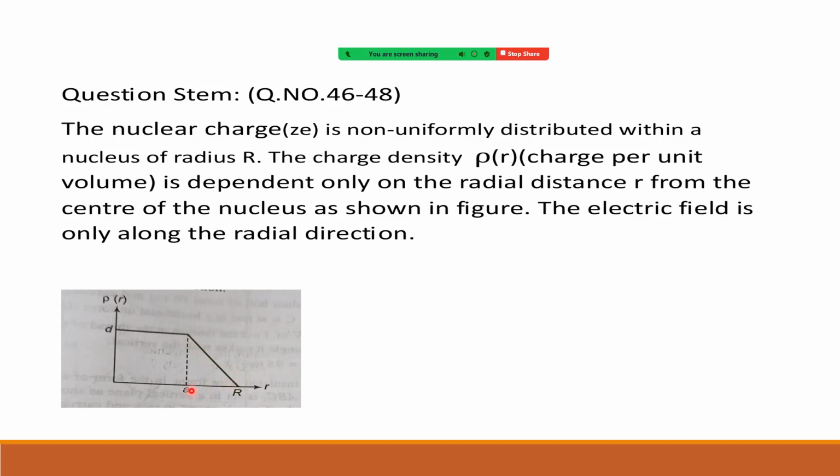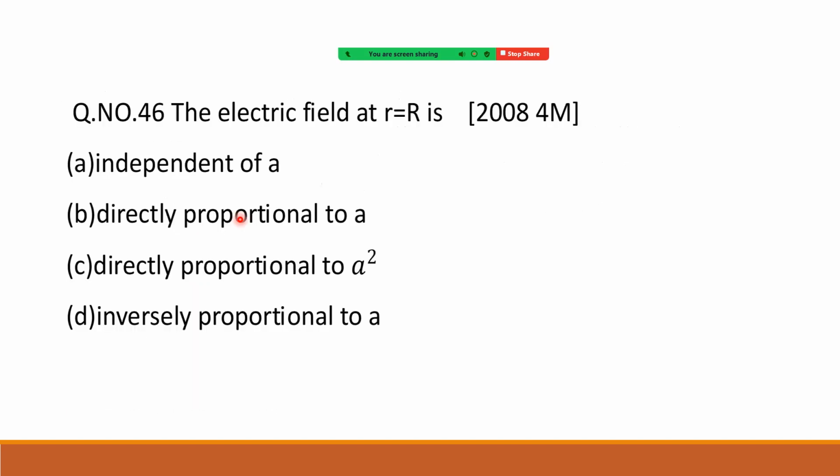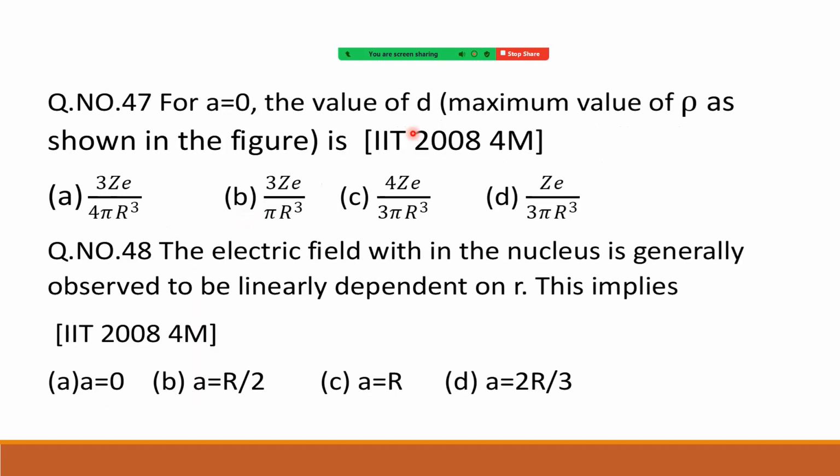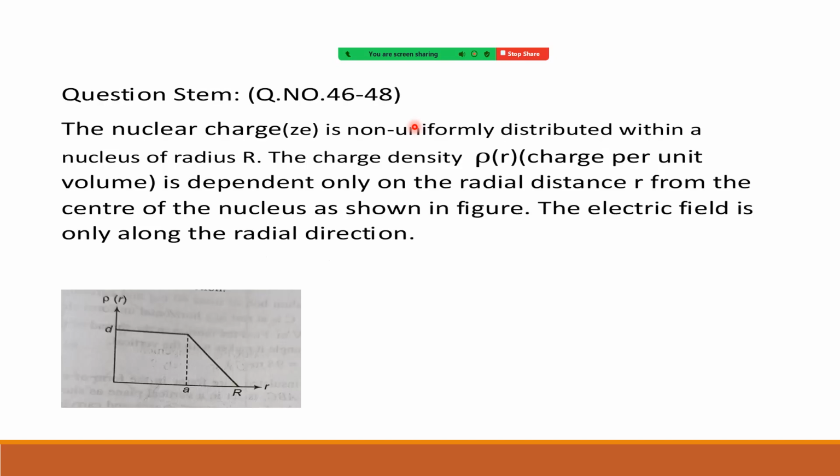But now the question is A value 0. Its meaning is from the center, rho value decreases linearly up to the surface. Now see how we make a diagram for this. Here we have to calculate the value of D. D is the maximum density.